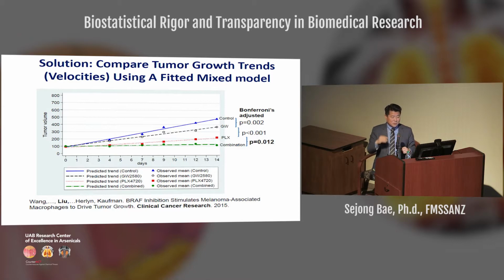tumor volume, the green one volume stayed flat, and PLX, which did not show a statistical significance by just measuring the tumor volume, but if you look at the trend, speed, right, there are significant difference between the trend between combination and PLX. So it depends on what the outcome you're looking at, right? This is another way of looking at the data and analyzing the data.